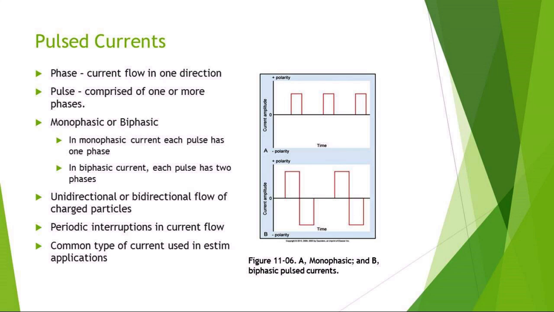It can be a unidirectional or a bidirectional flow of charged particles. So we said direct current was unidirectional. Pulse current can be either unidirectional or bidirectional. There are periodic interruptions in the current flow. Those are the pulses, or the space in between the pulses. It's a common type of current used in electrical stim applications. So you can see that in the biphasic current, there's no net buildup of charge. In a monophasic current, you could have a buildup of charge.